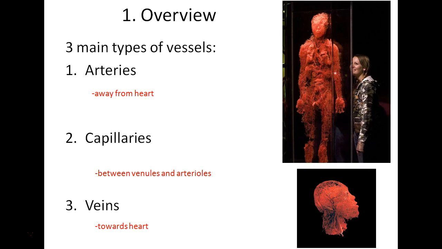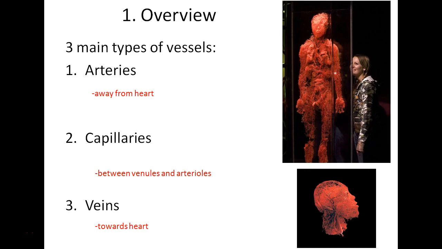So as a general overview, we can classify all these vessels in the human body under three main categories. We can call them arteries, and by definition, they are going to carry blood away from the heart. Another general category is capillaries, and those are very small, microscopic blood vessels that run between venules and arterioles. And lastly, veins are going to be blood vessels carrying blood back towards the heart.